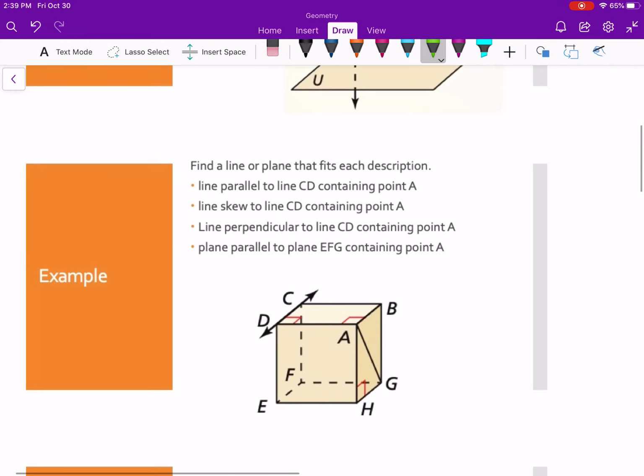So let's find a line or plane that fits each description. A line parallel to line CD containing point A. So CD is right here, point A is here. A line parallel to CD, including point A, would be line AB. Now same thing, except we're going to do skew. A line that's skew to CD containing point A is going to be this AH right here.